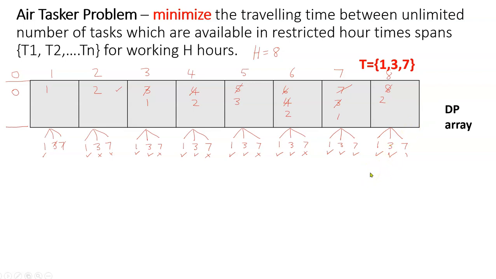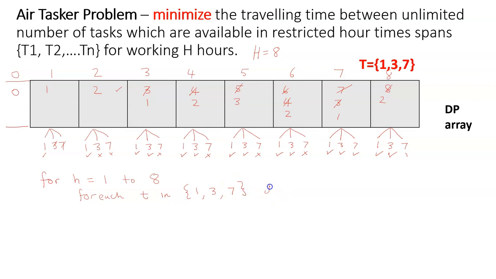What have we done here that makes it the same as the CoinChange problem? So basically we have run a nested for loop. We have gone from h hours equals 1 to 8. And we have then taken a task for each task available in the lengths of tasks that are available, 1, 3, and 7.